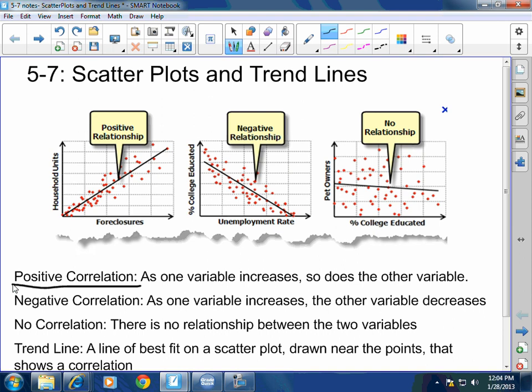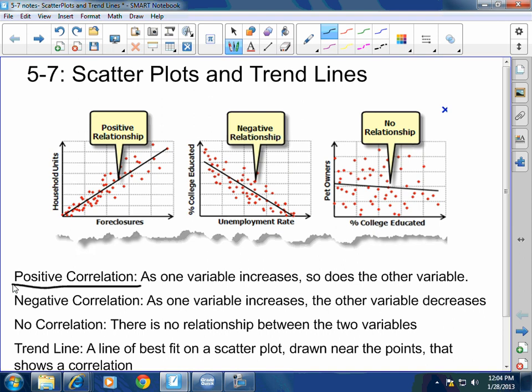There's no correlation there. But now if I tell you your grades and the amount of time that you play video games, that's a negative relationship. The more video games you play, the lower the grades will be. So that is what scatter plots are.